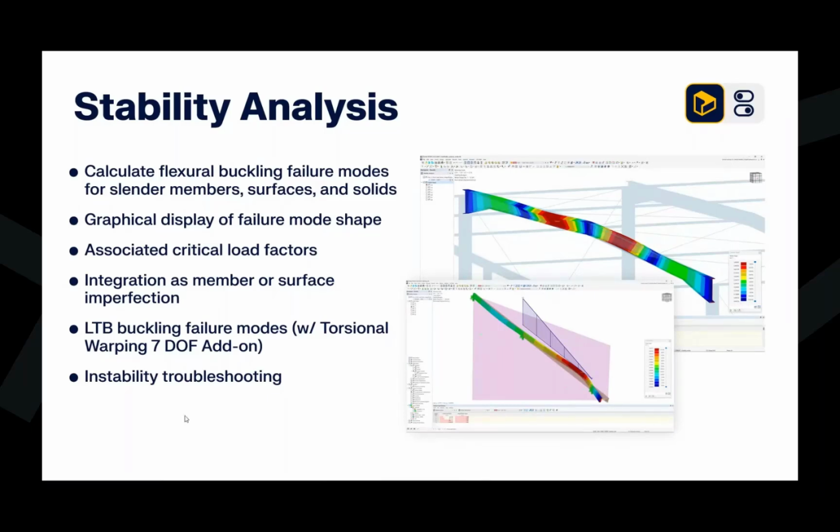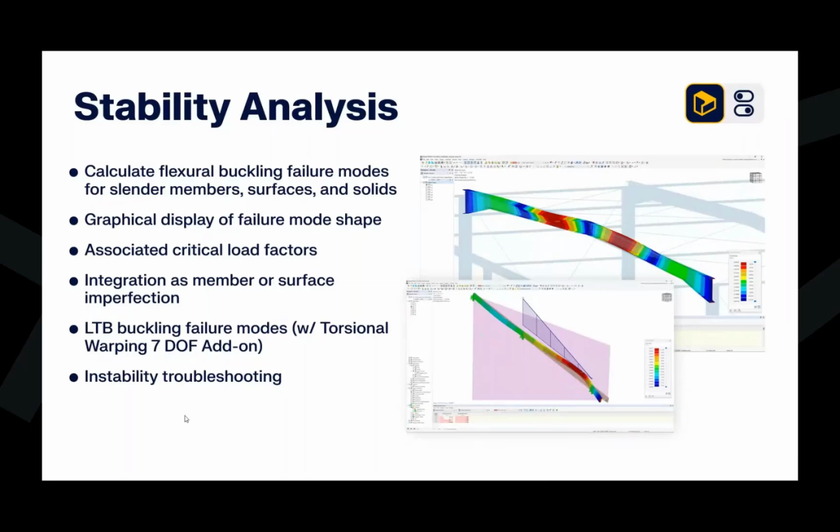And depending on how many eigenvalues we solve for, we can see the relevant mode shape, but we also get the associated critical load factors. So what's the factor that I can multiply by my applied loads before I see my structure or my elements fail with that relevant buckling mode shape?